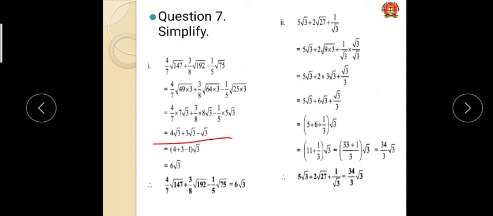So students, the remaining questions from question number 7 you have to solve, and you have to send them to me up to session, and all the questions from this problem set you have to write in your notebook. Okay, the remaining next questions I will explain tomorrow. Okay students.